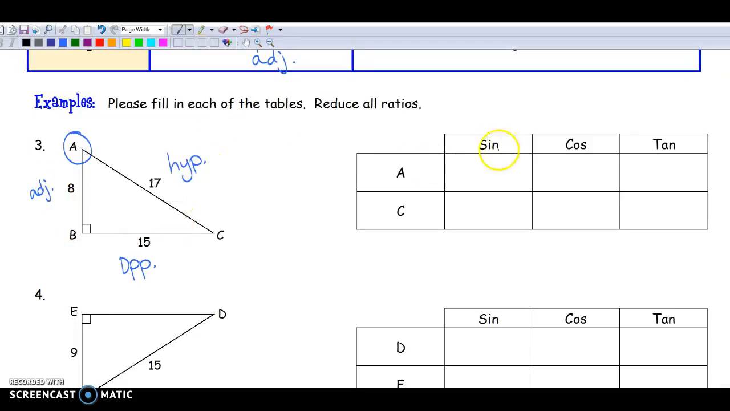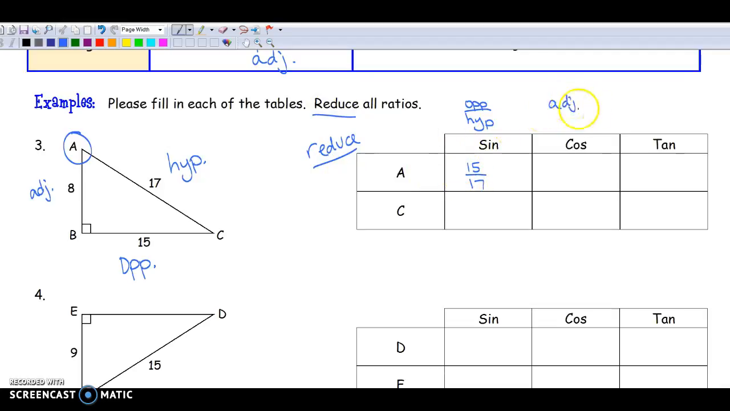So when we're finding the sine of angle A, sine again is opposite over hypotenuse. So opposite of angle A is the 15, hypotenuse is 17. So you're going to do 15 over 17. If you can reduce, reduce. This one doesn't reduce, but if you can, do so.